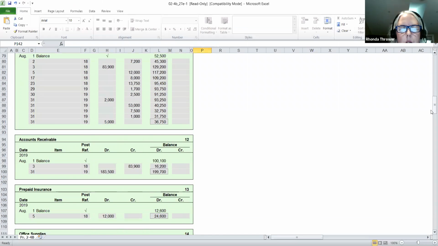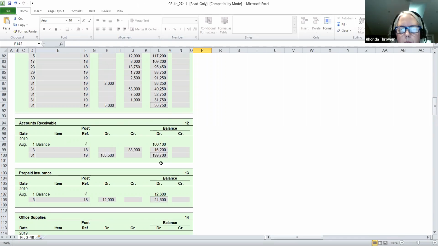So I'm going to stop sharing with you for a second. We're going back to the ledger. I'm going to share that with you. And the next account balance is accounts receivable at $199,700. That's the ending balance. That's what they want you to pick up and copy to the unadjusted trial balance. We're simply copying each one of the ledger account balances into the unadjusted trial balance.